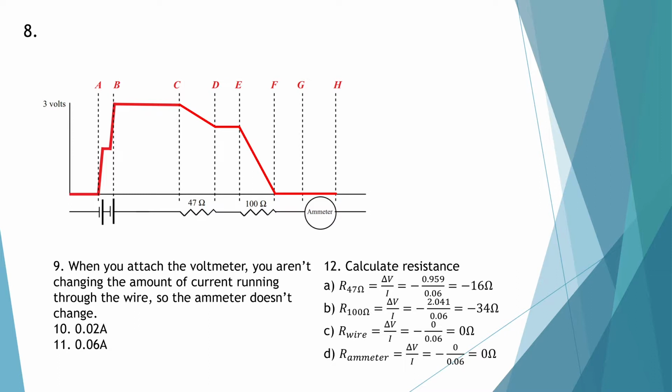And then we calculated the resistance over the 2 resistors, the wire, and the ammeter, and those are shown there. There's only going to be resistance on the 2 resistors because for the wire and the ammeter, the potential difference is going to equal 0, so the resistance will be 0 ohms for those 2.